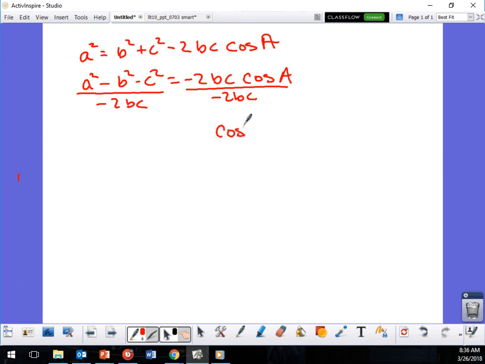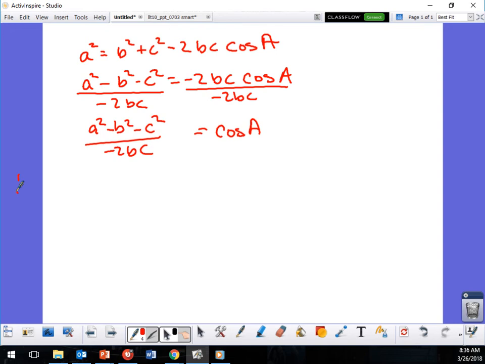Now I'm going to have cosine of A is equal to A squared minus B squared minus C squared over negative 2BC. Can you make the whole thing negative? If you take the negative out of the bottom, you could distribute it to the top, but then it's going to be confusing. I wouldn't do it. Just leave it alone. Just know that there's a negative there. That's part of the formula.